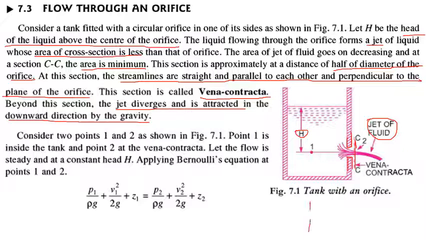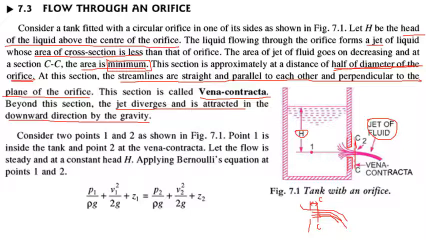This is the orifice. This is the section of vena contracta. So when the flow reaches the vena contracta, all the streamlines will be parallel and perpendicular to the plane of the orifice or the hole, and also they will be straight. After this, they will be going downwards due to the gravitational attraction. And at the vena contracta, the area of cross section of the jet of fluid will be minimum. Okay, and also the vena contracta or section CC is located at a distance of half the diameter of the orifice. That is, this distance is half the diameter of the orifice.